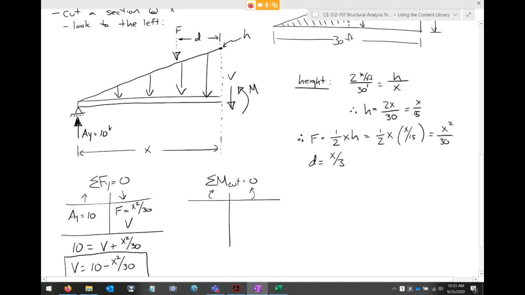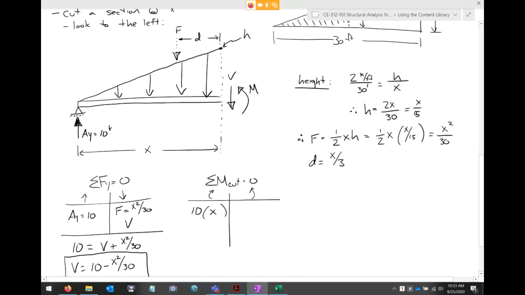All right, I've got this 10 kips. What's the moment arm for the 10 kips? I want some contribution in the chat. How far is it from the 10? Is it x? It is x. That's exactly right. It's x units from the 10 kips over to the section cut.